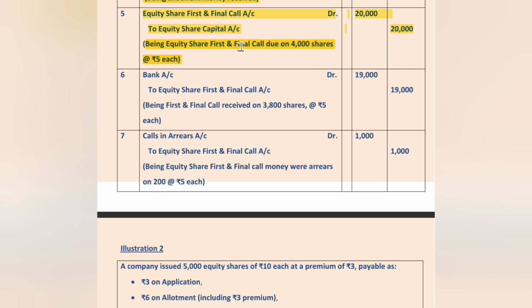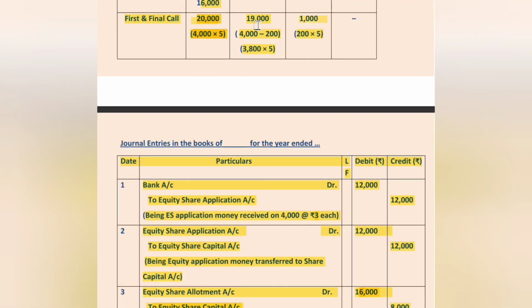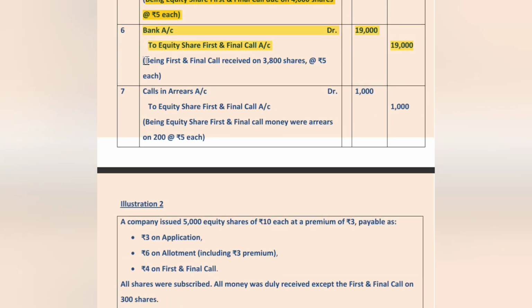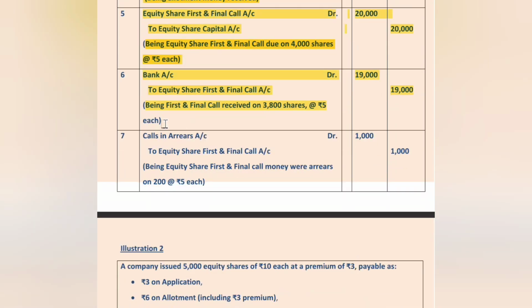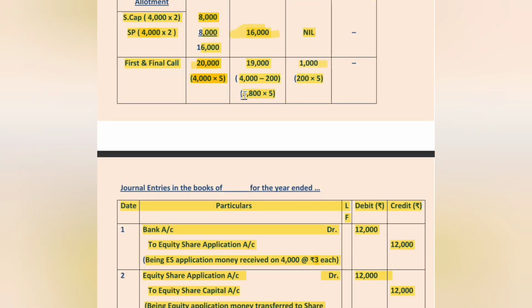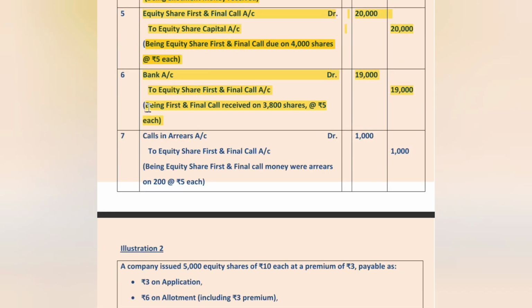Now who receives it? When the shareholder pays the amount, the bank receives it. Now, bank account debit to equity share first and final call account. How much amount? 19,000. How to write the being now? Being first and final call money received on 3,800 shares at rupees 5 per share. So that is 19,000.